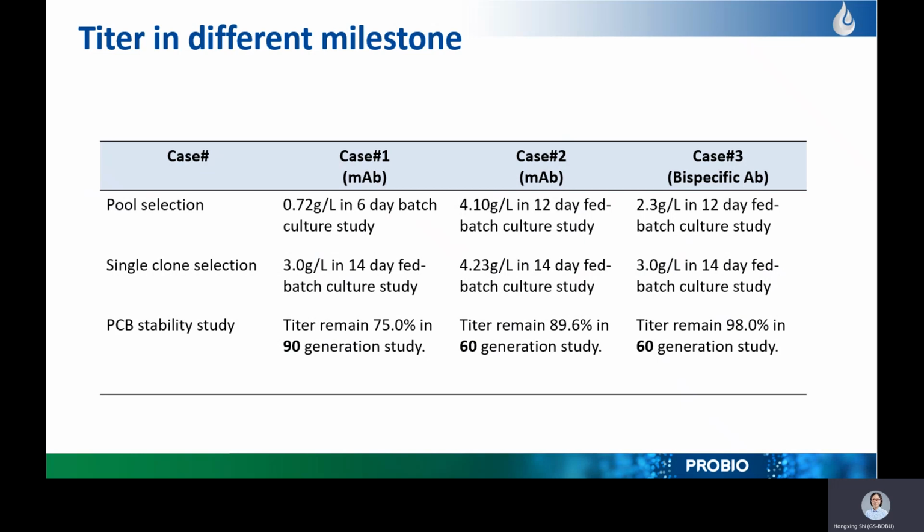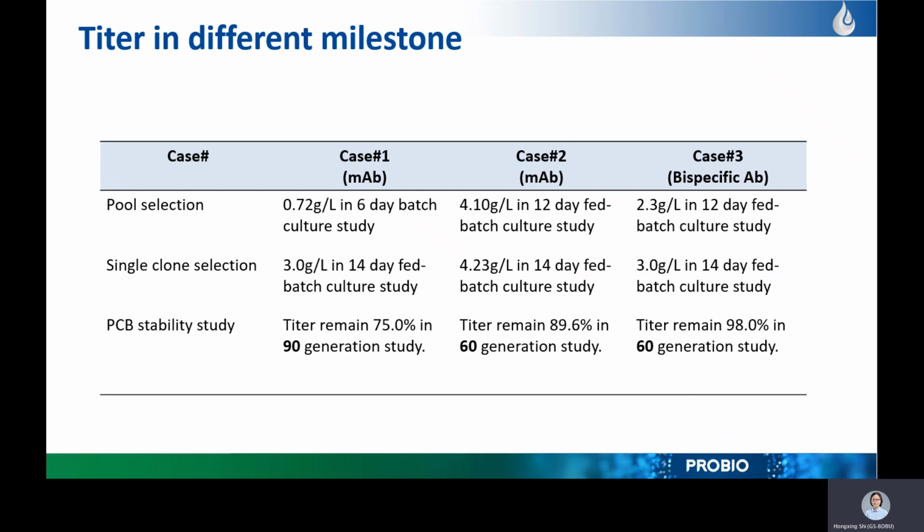As for the second project, the pool can reach 4.1 grams per liter after 12 days of fed batch culture. The clones reached the level of 4.2 in 14-day fed batch culture, and the stability is maintained at 89% for 60 days. The third case is the bispecific antibody.